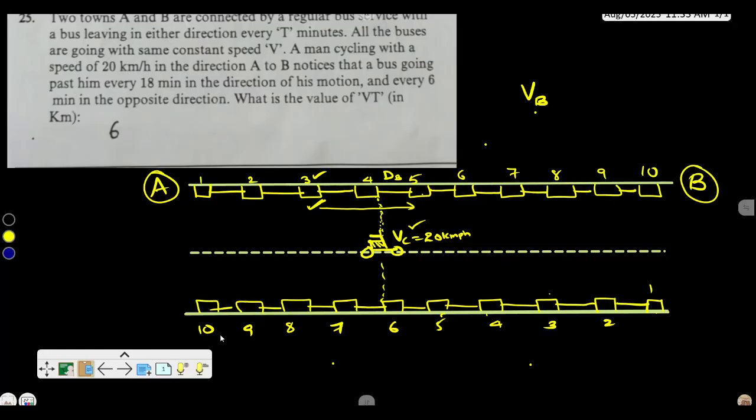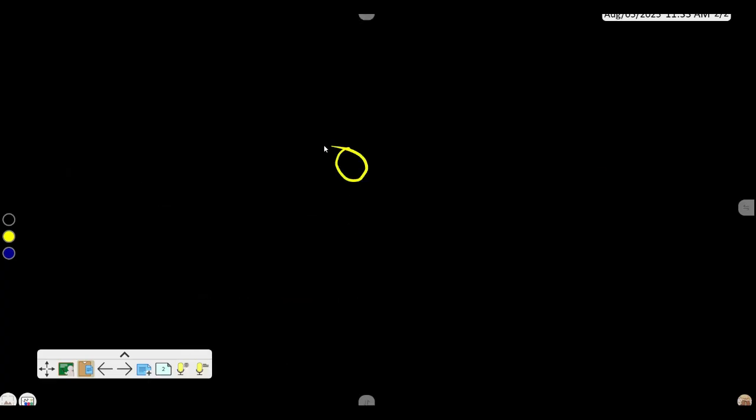The third bus is crossing this person. Okay, so let me take the cyclist like this. He is moving with 20 kilometer per hour, and the third bus was already at a distance capital D from the cyclist. Okay, this is the cyclist. He is moving with 20 kilometer per hour. The third bus is already present at capital D distance from that cyclist. Now what happens?